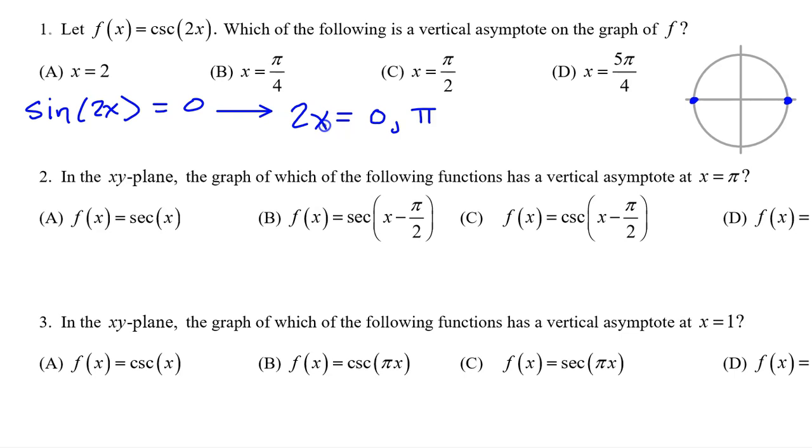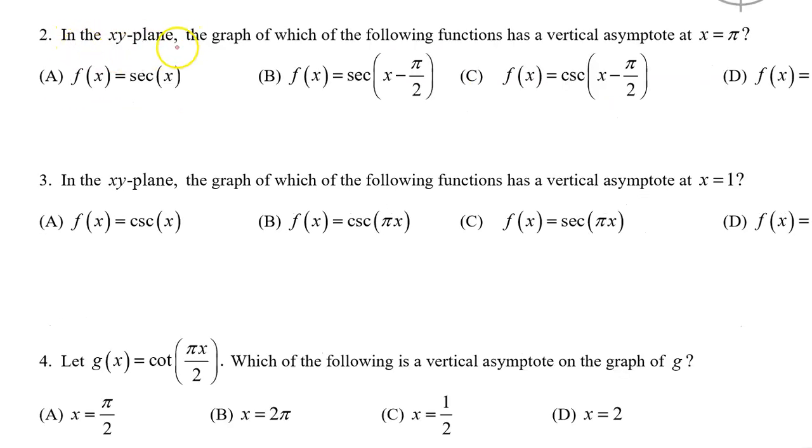We can get x by itself by dividing both sides by 2. 0 divided by 2 is 0, and pi divided by 2 is pi over 2. Let's look for 0 or pi over 2 among the answer choices. And there it is, x equals pi over 2. So the answer is C.